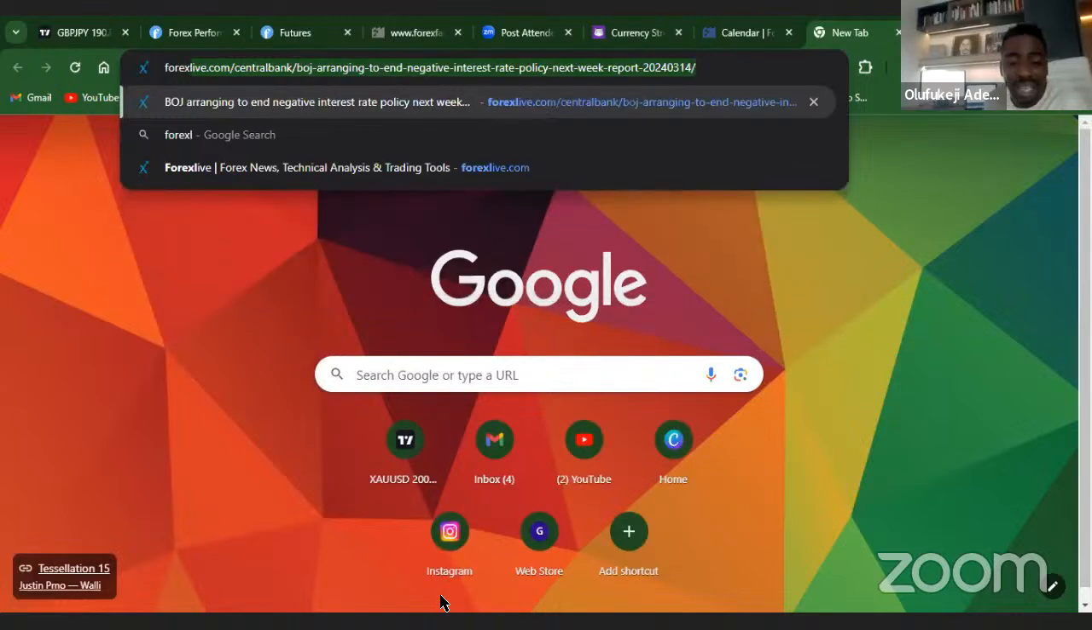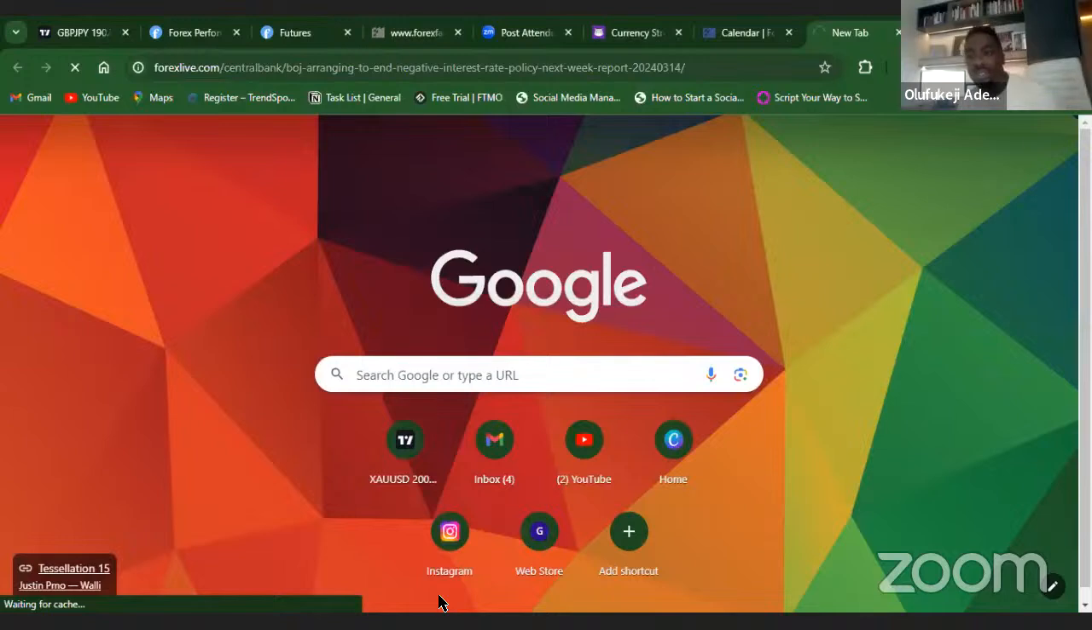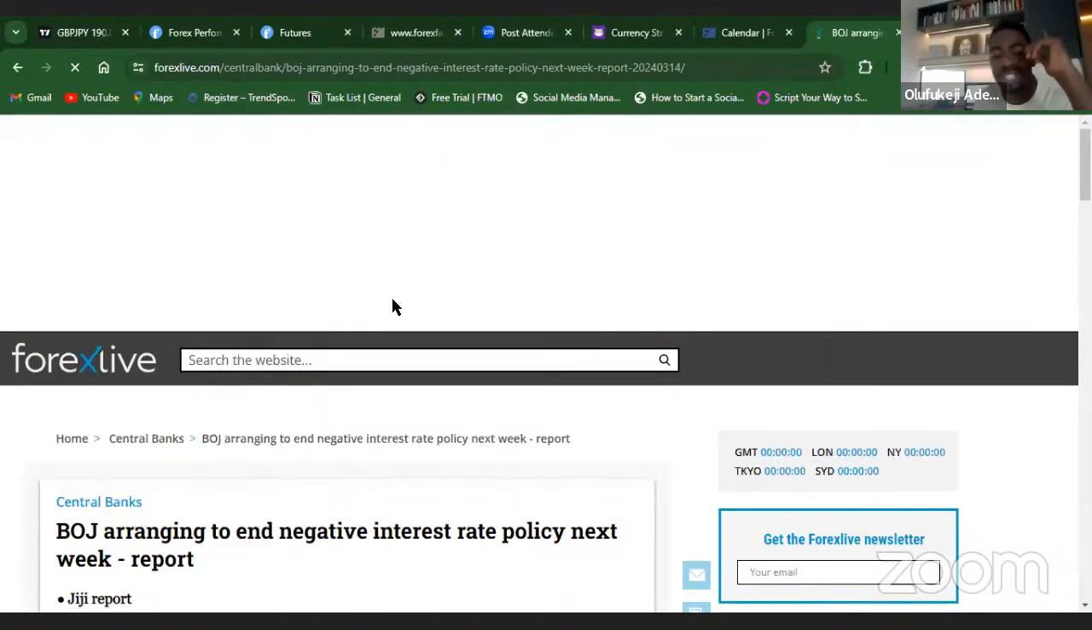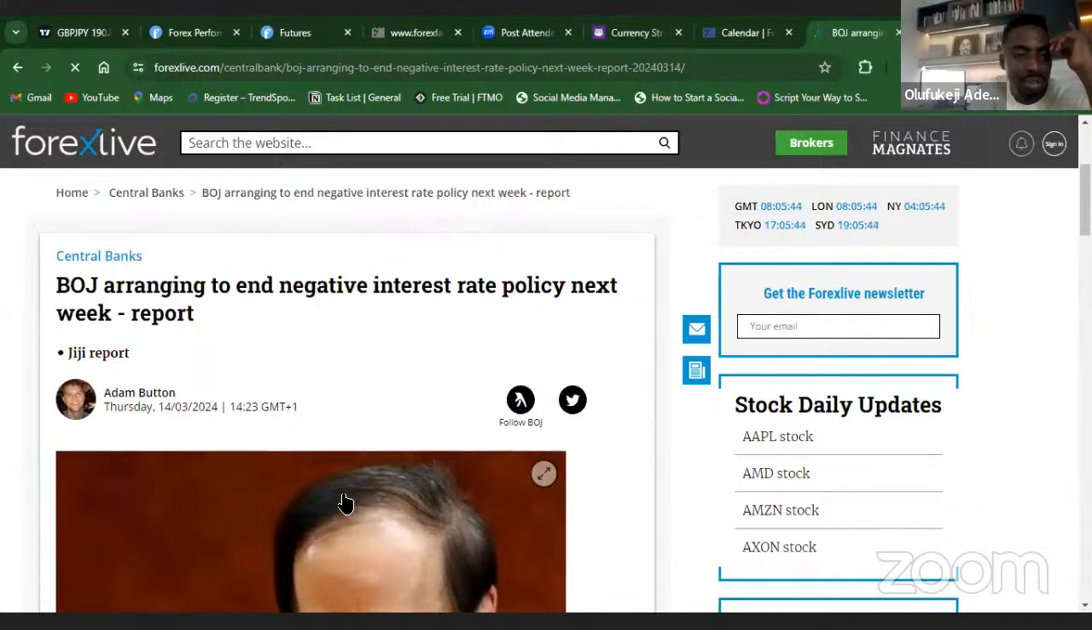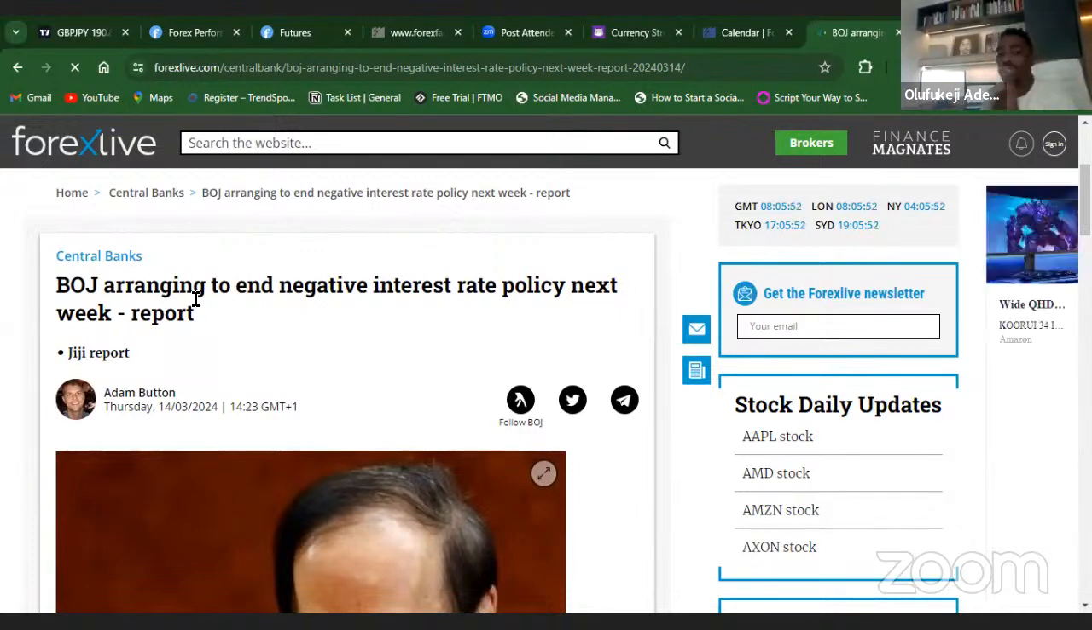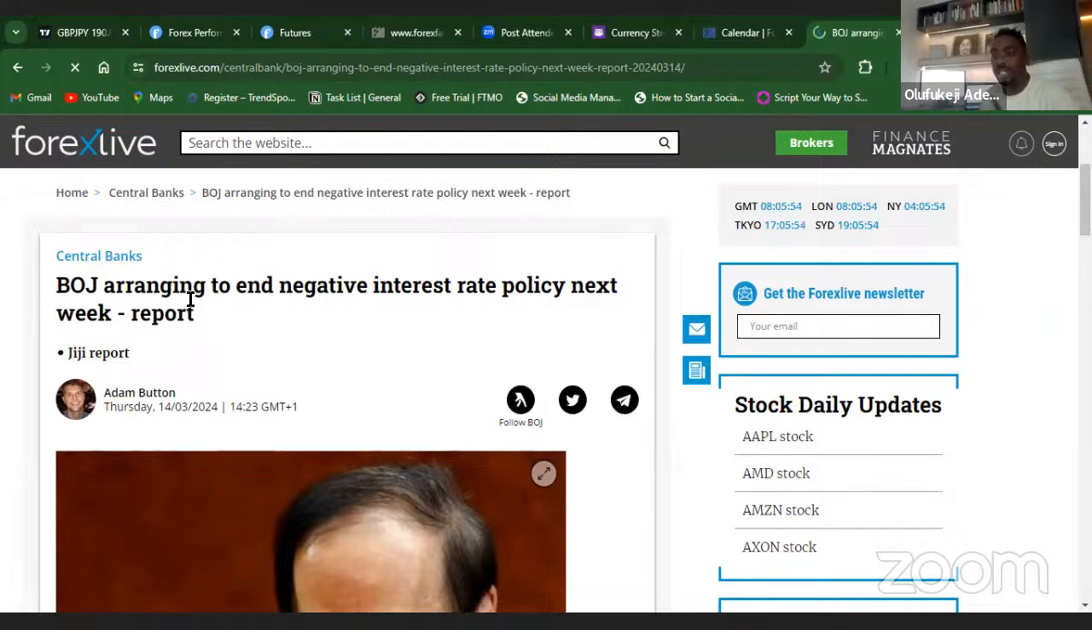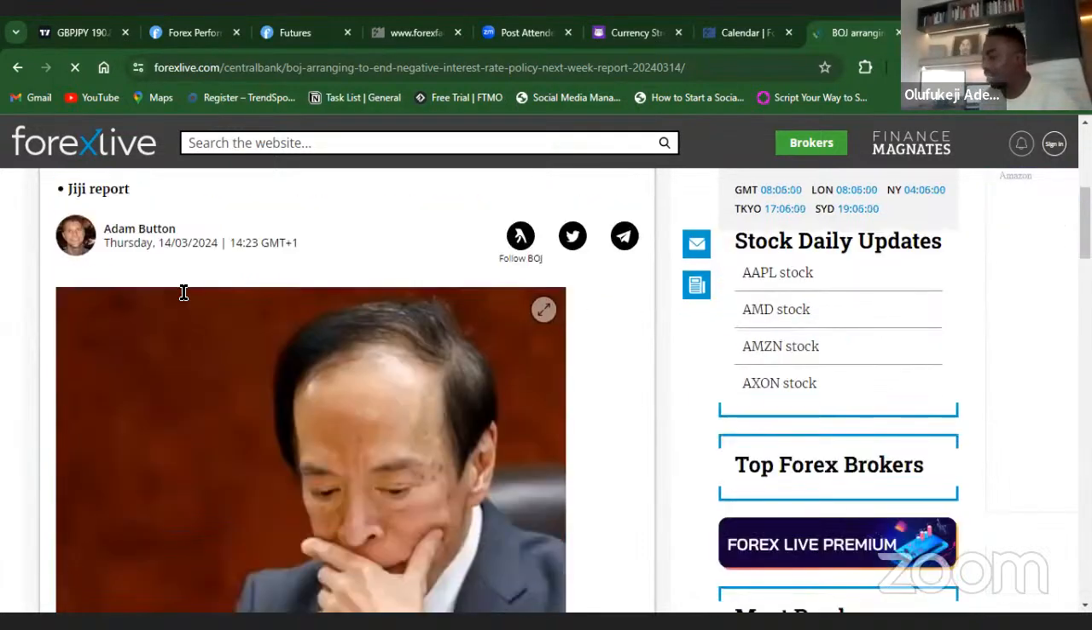This will be the first time in 17 years that the Bank of Japan is increasing interest rates. It puts an end to Abenomics. All right, so see some of the reports there. BOJ arranging to end negative interest rate policy next week. Do you see why the market didn't respond immediately? So he's saying next week.